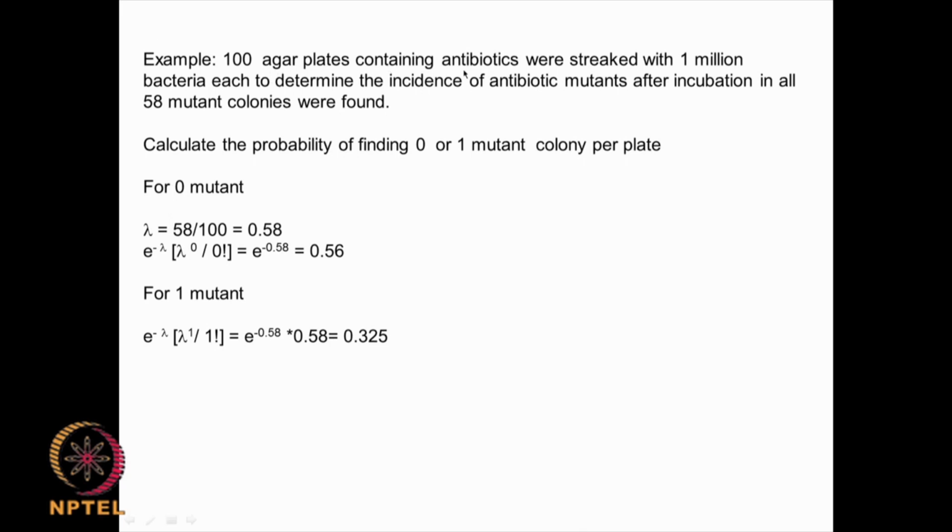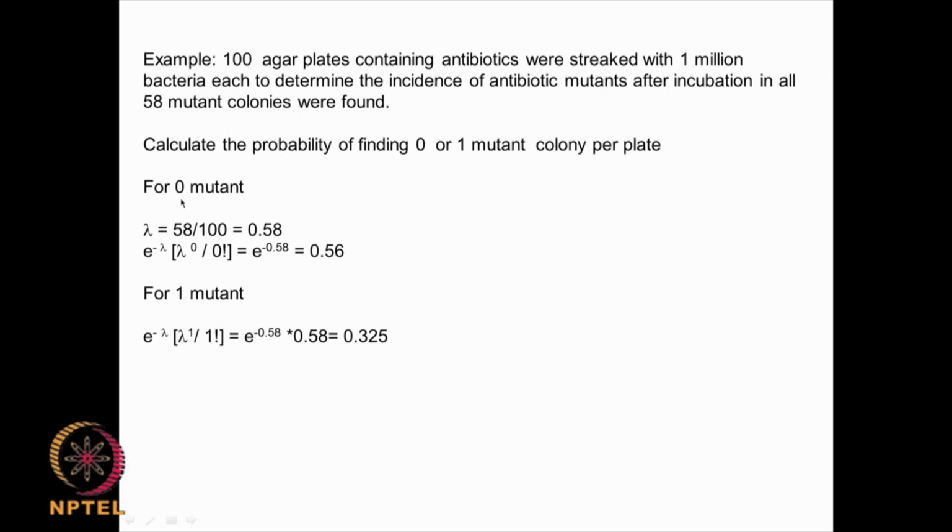There are 100 agar plates containing antibiotics that were streaked with 1 million bacteria each to determine the incidence of antibiotic mutants after incubation. In all, 58 mutant colonies were found. Calculate the probability of finding 0 or 1 mutant colony per plate. Now I found 58 colonies in 100 plates, so my lambda will be equal to 0.58, that is the incidence.